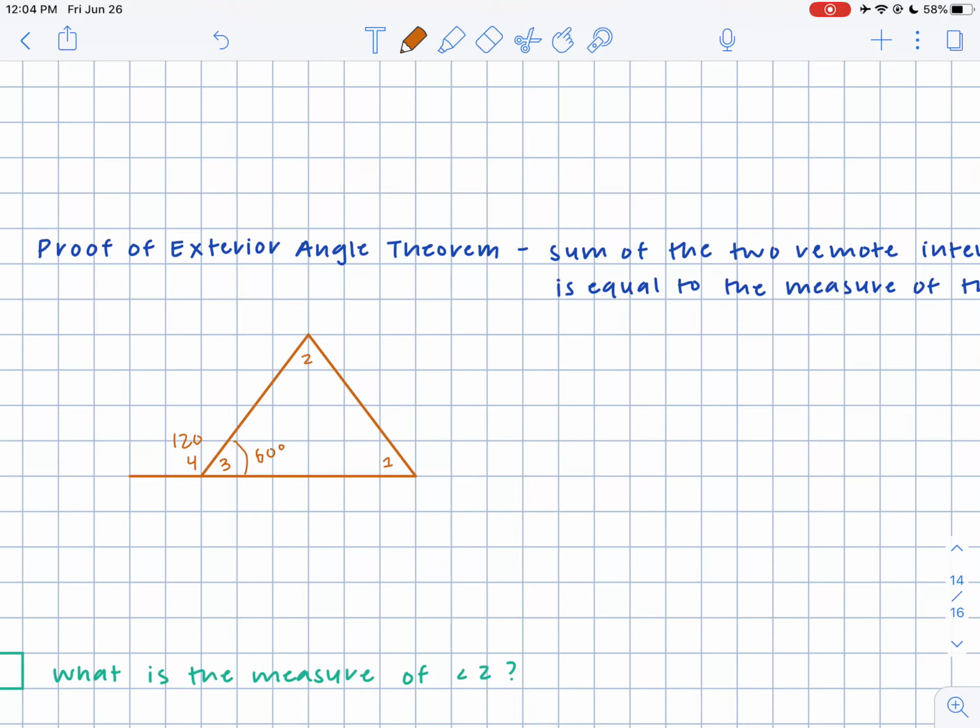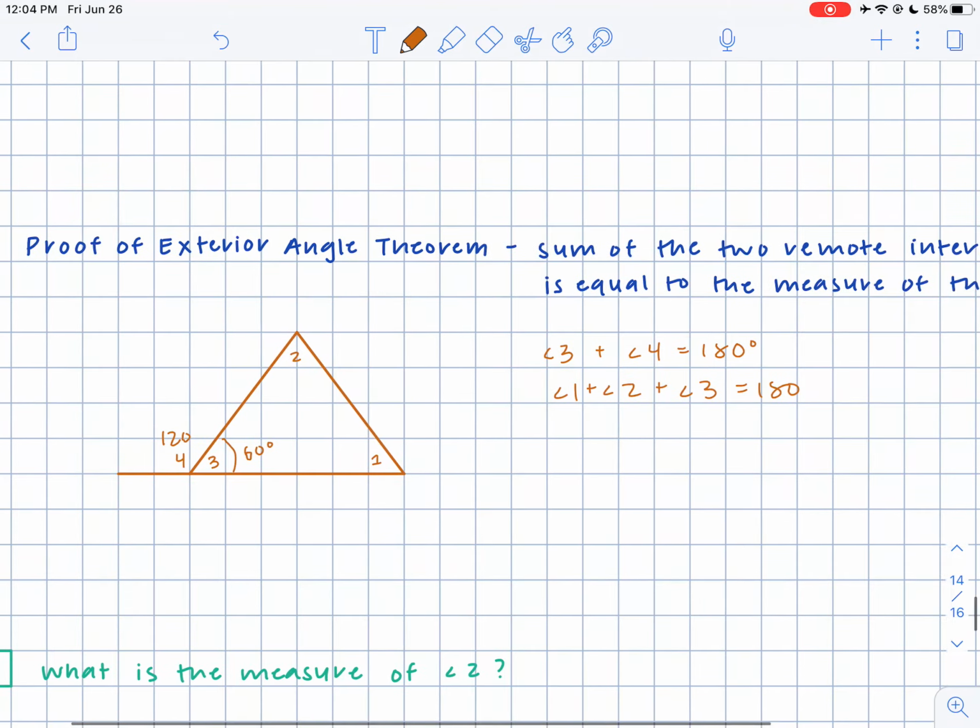Now how do we know that? Let's prove it. Well, what do we know already? We know angle 3 plus angle 4 has to equal 180 because they form a linear pair. Now what else do we know? Remember, the angle sum theorem states that the sum of the interior angles of a triangle has to add up to 180. So we know that angle 1 plus angle 2 plus angle 3 equals 180.